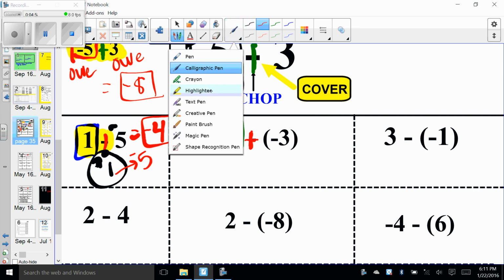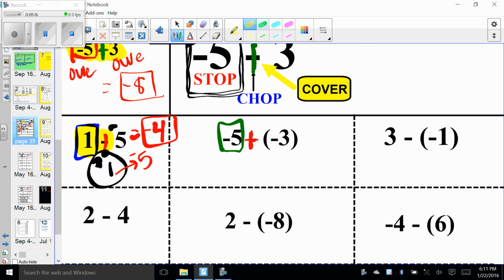And then I'm going to highlight it as if it's a big cover. We're going to cover it up. And we're going to take a look at the sign on the second number. The second number right now is negative, so we're going to chop it to the opposite, which becomes positive. So we have a situation where we owe 5 and we have 3 in the bank. Do we have enough money?